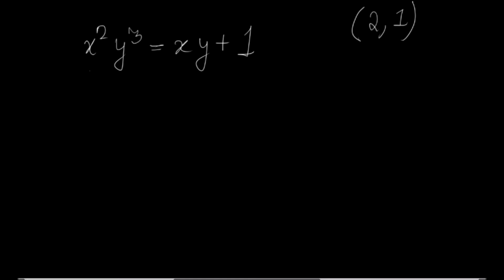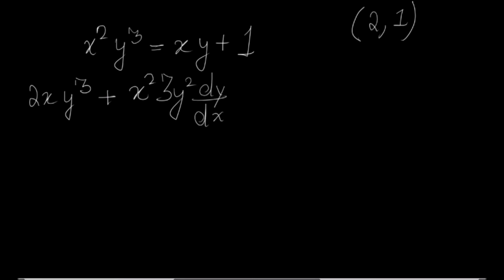So the product rule will give us 2xy cubed plus x squared 3y squared dy over dx equals y plus x dy over dx. The derivative of y is equal to 1, so we don't need to write anything else but dy over dx. And the derivative of 1 is equal to 0, so we do not need to write that as well.